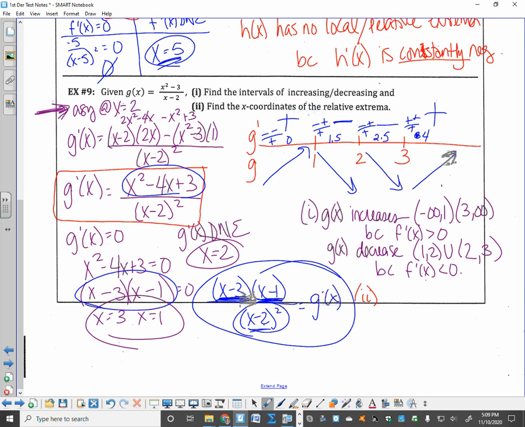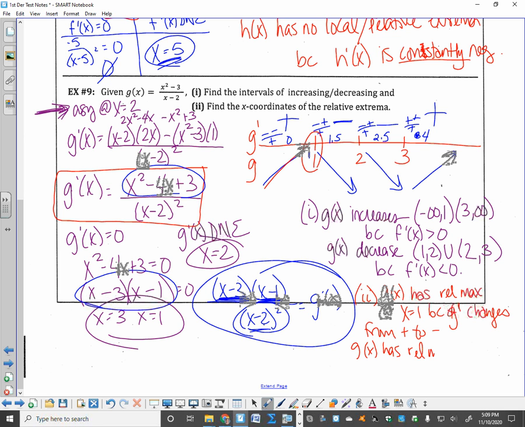All right, so there's that part. Now let's do part two. Find the x-coordinates of the relative extrema. Okay, at least I don't have to find the y's. So this is going to be a max. No pronouns. G of x has a relative max at x equals 1 because g prime changes from positive to negative. G of x has a relative min at x equals 3 because g prime changes from negative to positive. Whew. All right, there it is. Good times.